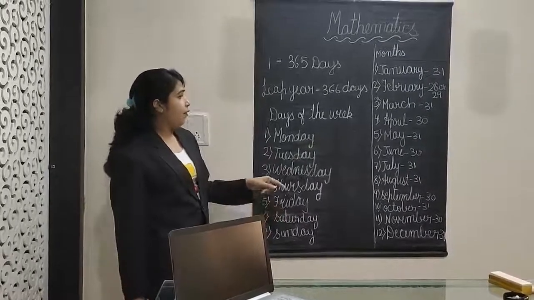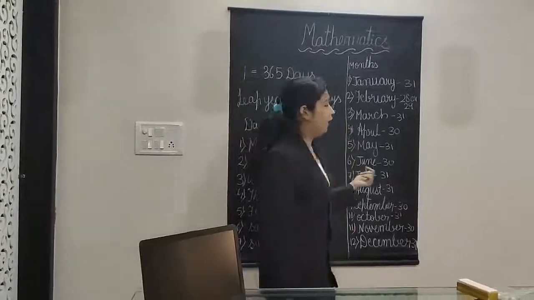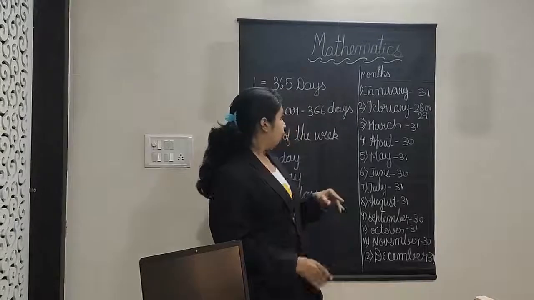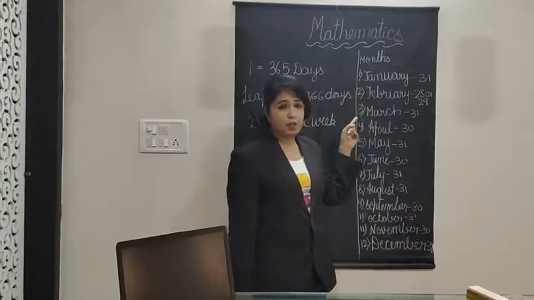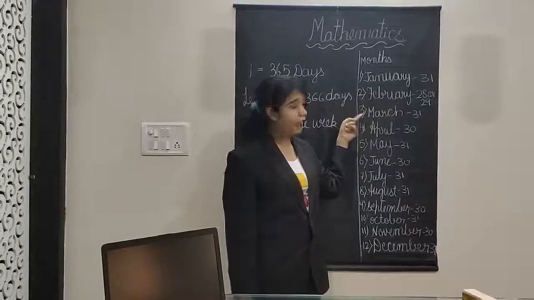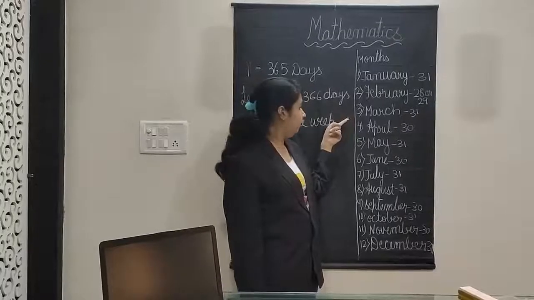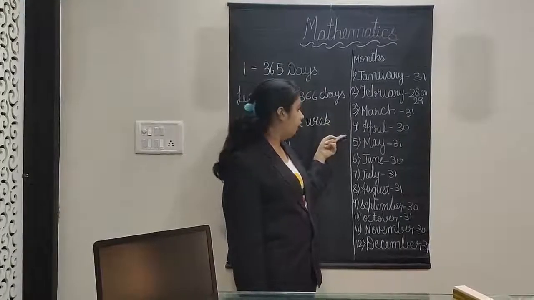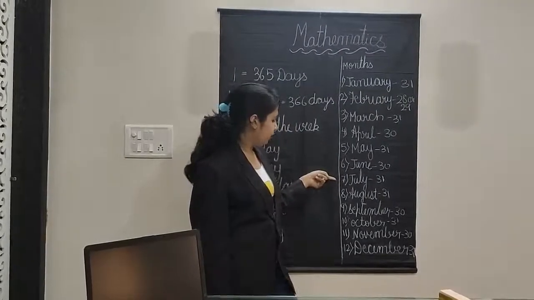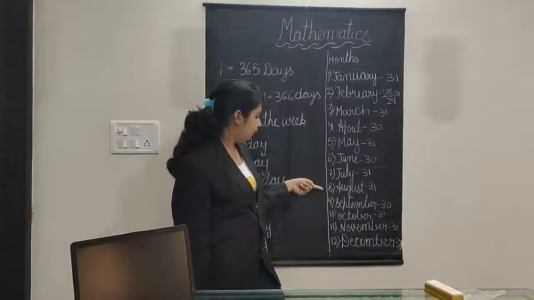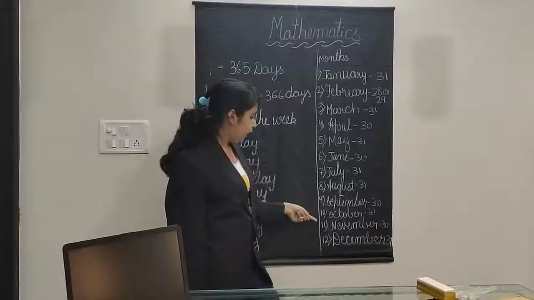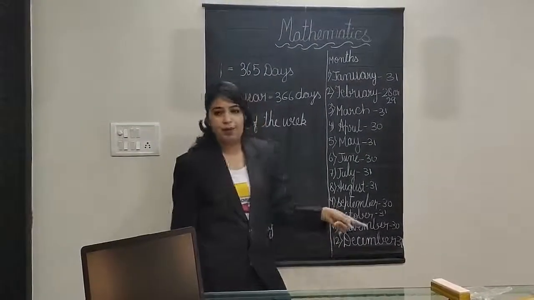So right, now we are moving to months in a year. How many months are there in a year? There are a total of 12 months in a year. So the first and foremost is January, which has 31 days. February 28 or 29. March 31. April, the fourth one, 30. May 31. June 30. July 31. The 8th, August, 31. The 9th month, September, 30. October month 31. November month 30 and last, December month 31.